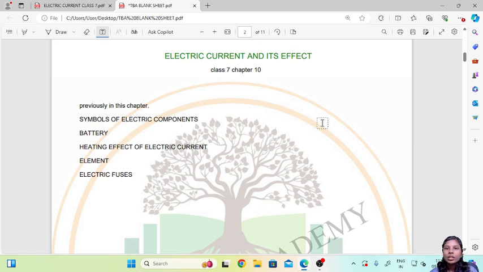Then we saw what a battery is. When two or more electric cells are connected together, it forms a battery. Then we also saw the heating effect of electric current. In this we saw that when current is passed through a wire, it ends up heating that wire, or even when electric current is passed which lights the bulb, that also causes heating of the bulb.